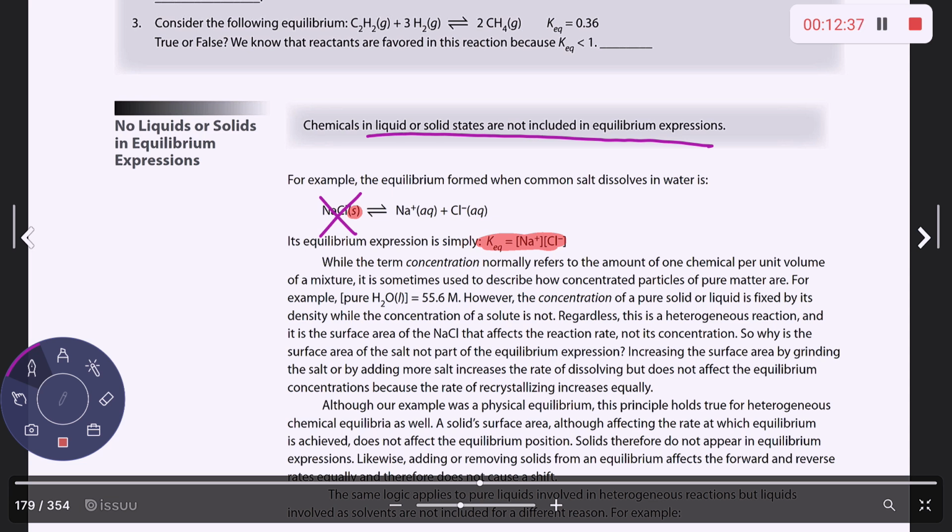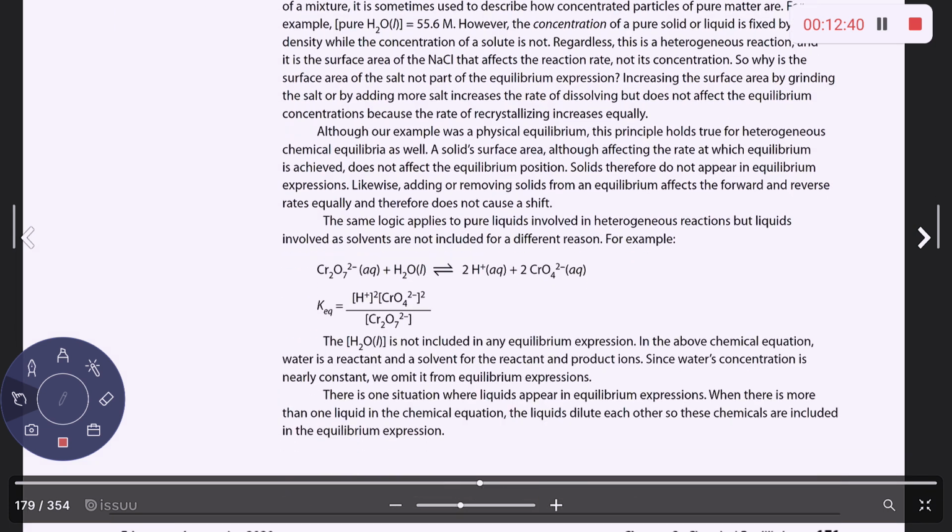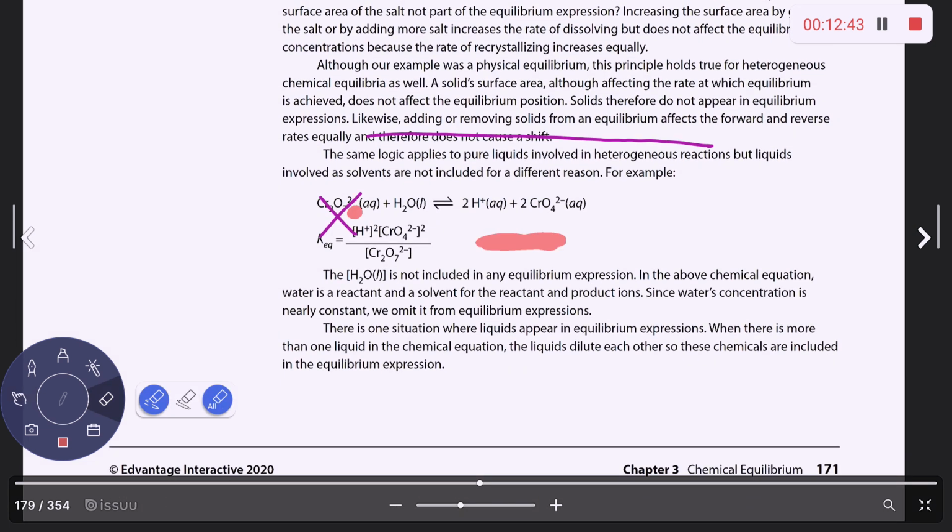Let's take a look at another example. Let's come down here. Which of the substances in this reaction are not included in my equilibrium expression? Water. Yeah, because water is a liquid. So liquids and solids are not included in an equilibrium expression. Let's go to the next page.